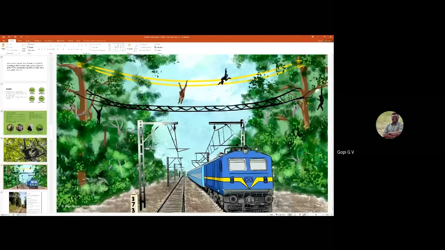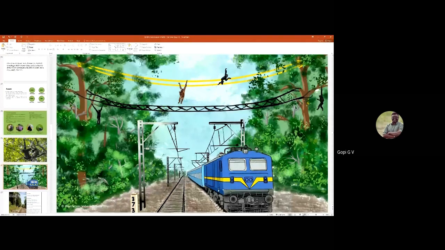Now more efforts are being planned to double this track. If the doubling happens, this canopy gap may increase from 30 meters to 100 odd meters. Now this will make it impossible for the gibbons to cross over. So we designed artificial canopy bridges, wherein the gibbons can try to cross over. There have been studies and conservation efforts elsewhere wherein, for other gibbon species, artificial canopy bridges have been built and the gibbon populations have been connected. So this is an experimental way we are planning to do it.